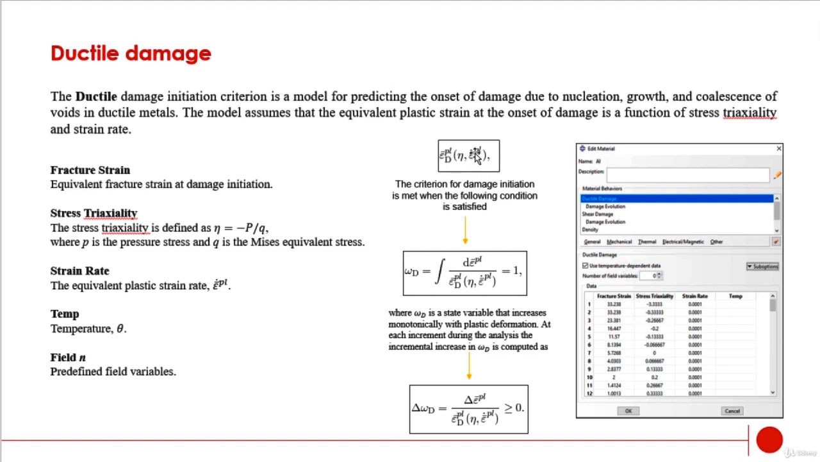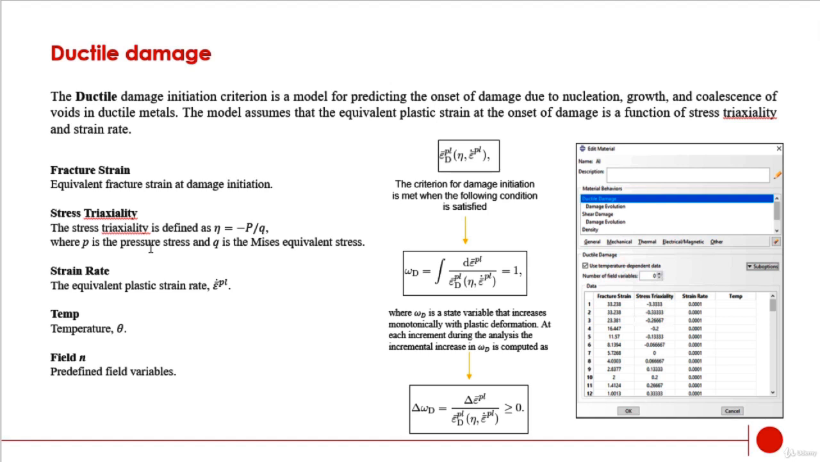So simply, this is a formula that if we satisfy it, the damage is going to initiate. The following condition should be satisfied for the damage initiation, which is this formula, where WD is the state variable that increases monotonically with plastic deformation. So the first damage model we're going to use is the ductile damage.